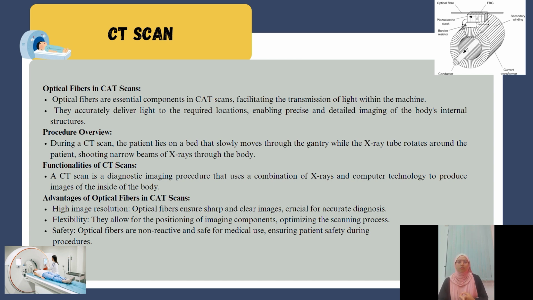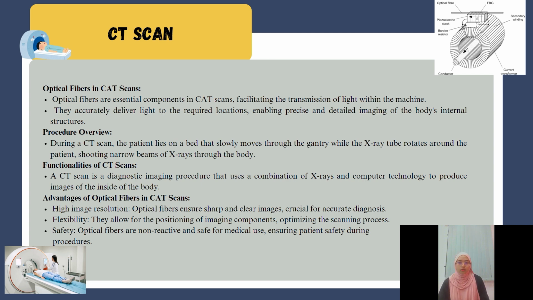The advantage of optical fiber in CT scan is high image resolution. Optical fiber ensures sharp and clear images, crucial for accurate diagnosis. Flexibility: they allow for the positioning of imaging components, optimizing the scanning process.